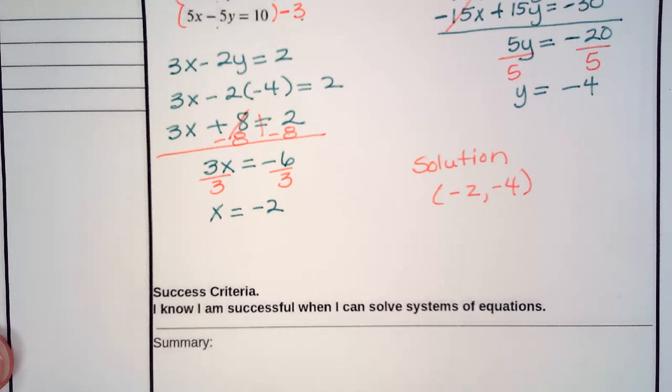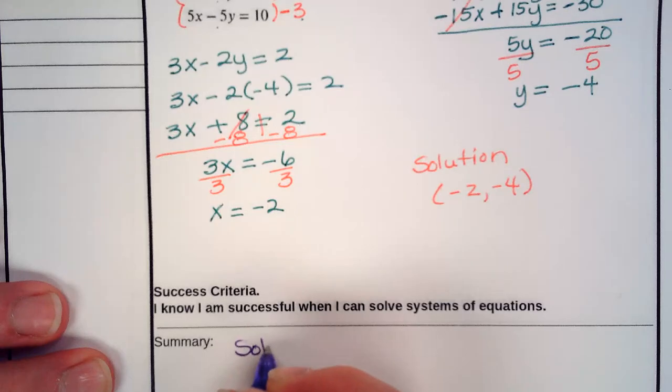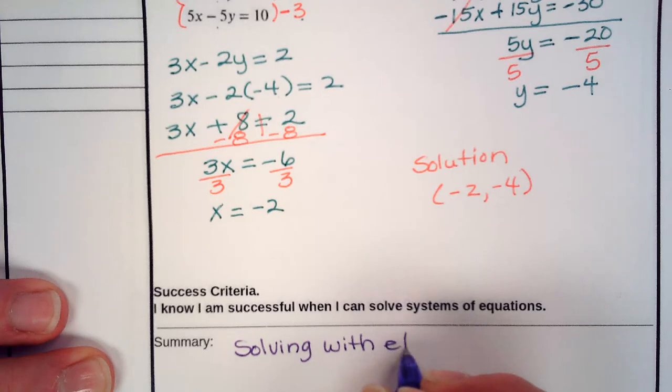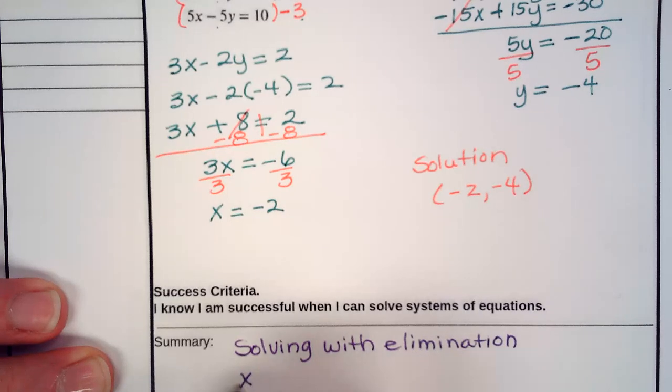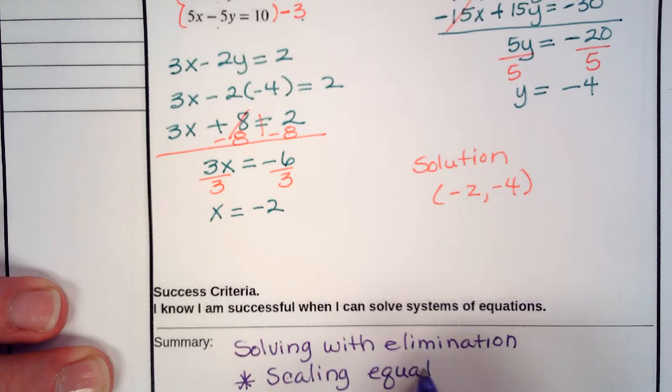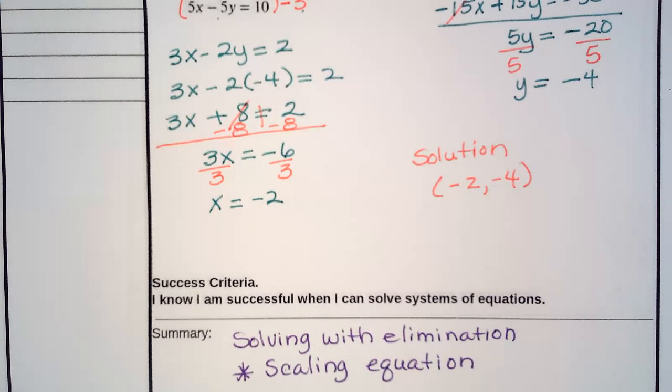And that is how you solve when you have to scale one or both of your equations for elimination. So how do you know when you're successful? When you can solve any systems of equations. Solving with elimination, specifically scaling equations. Scaling means that we multiply every term by the same number. When we get done, we have the same graph, but the equations look different.